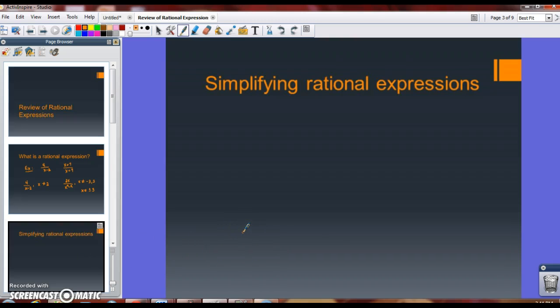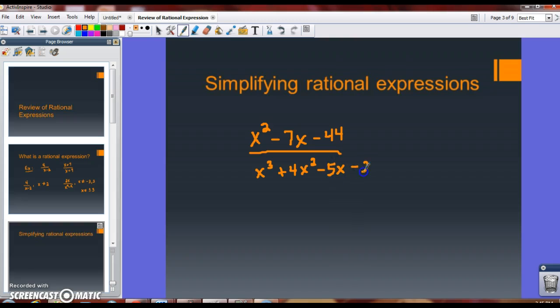Okay, so let's talk about simplifying rational expressions. A common mistake that people make when they do this is that they try to cancel things that they're not supposed to cancel. So for example, if I had x squared minus 7x minus 44 over x cubed plus 4x squared minus 5x minus 20. Okay, I'm going to make sure that I factor the numerator and factor the denominator.